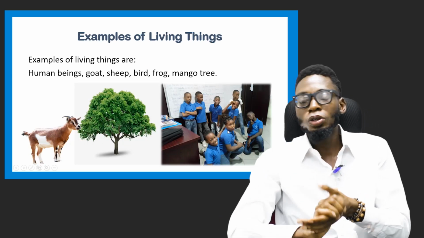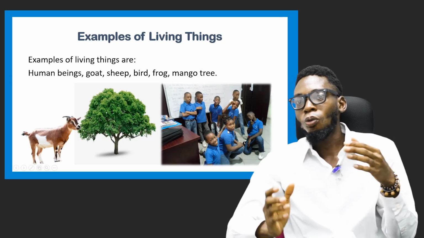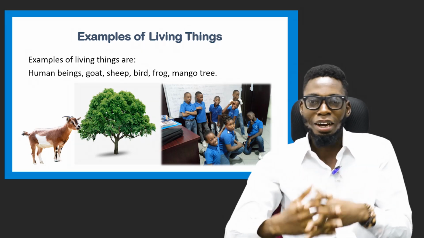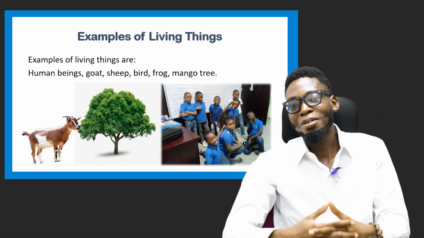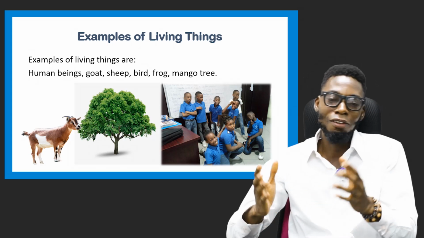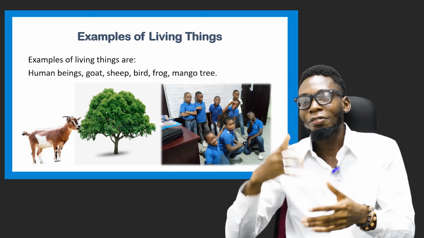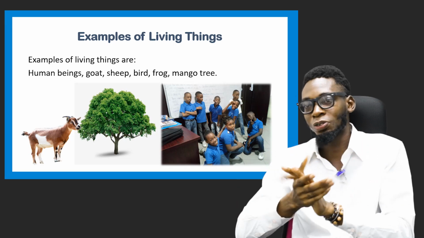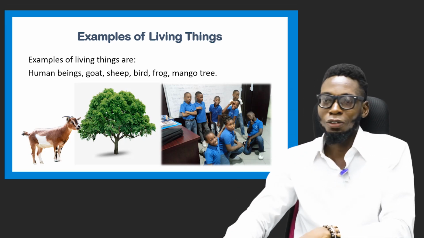All right, since we know the meaning of living things now, what are some examples of living things? Some examples of living things in our environment are human beings. Both men and women are typical examples of living things. We also have goats, sheep, birds, frogs, mango trees, orange trees. All these things are examples of living things.